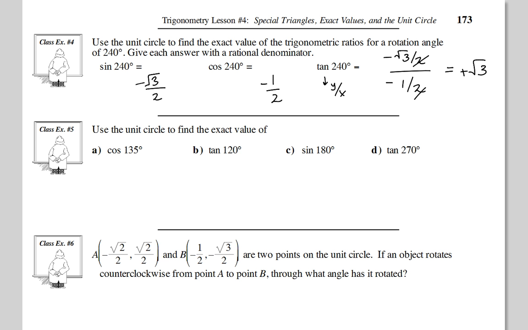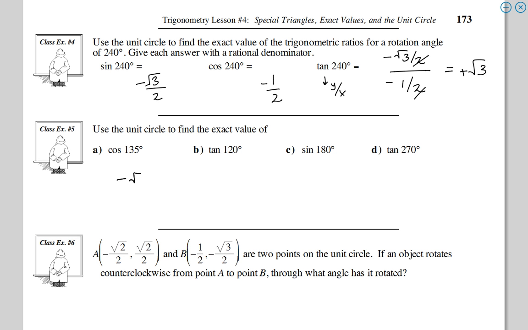Okay, use the unit circle to find the exact value of cos 135. Find 135. Second quadrant, they want the cos, so the x value, negative root 2 over 2. Go to 120, where's 120? Second quadrant. Okay, the coordinate for 120 is negative half and root 3 over 2.